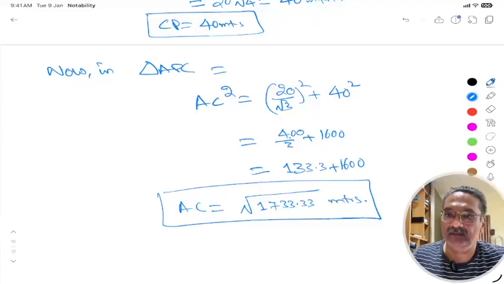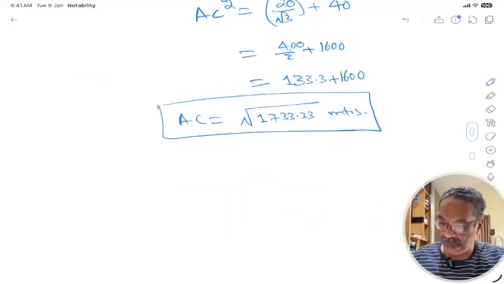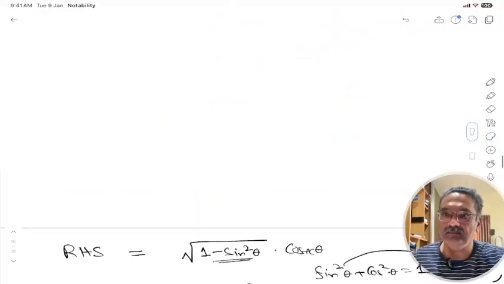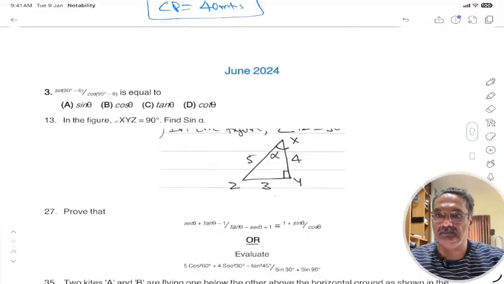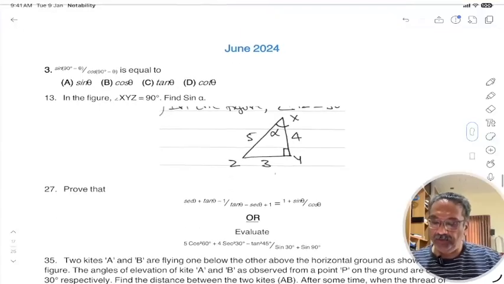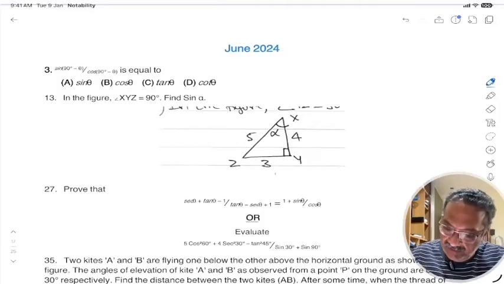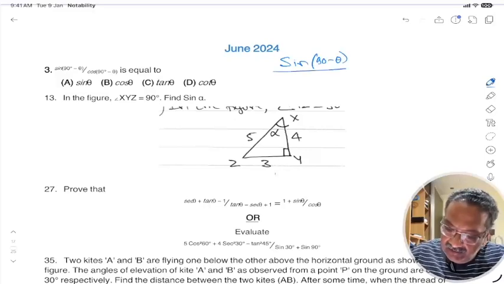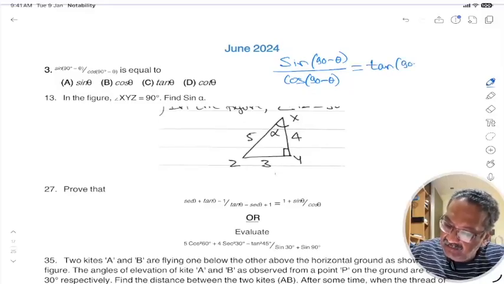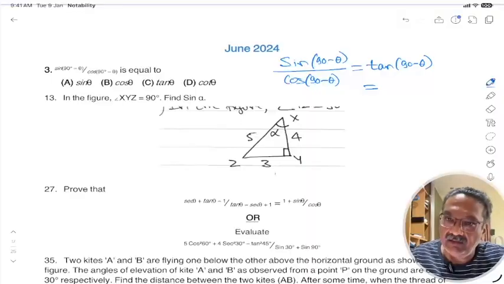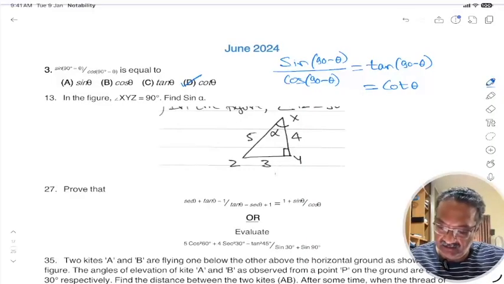All right. Okay, let's come to the June 2024 supplementary question paper. First MCQ, we have sine of 90 minus theta divided by cos of 90 minus theta. This is nothing but tan of 90 minus theta. See, tan of 90 minus theta, we know it to be cot theta, right? So D is the answer.